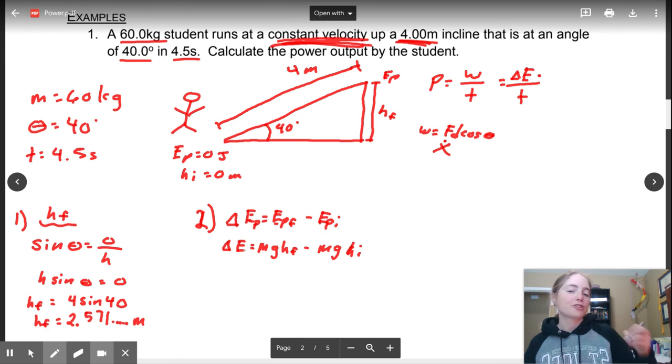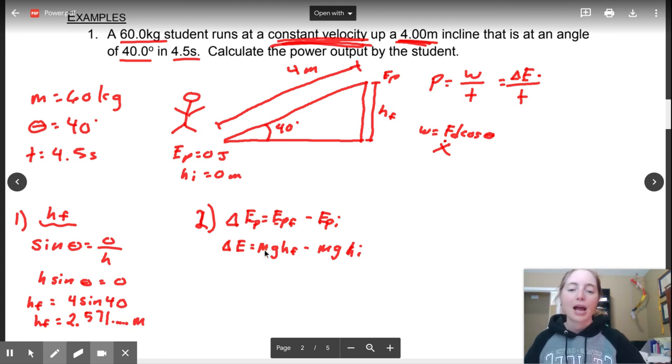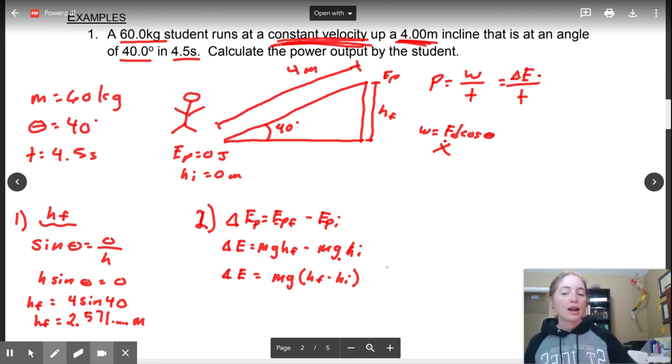Now, this is the same idea that we were using in earlier videos. I'm going to factor out the mg. These are two different terms, and because the mass of the student is the same, and g is the same, because we're not leaping from one planet to another, I can factor those out. So I'm going to factor out mg, and then I will have my h final minus h initial. Once again, if you don't want to do the factoring to show your work, that's okay. You are welcome to find EP final, EP initial, and then subtract them afterwards if you wish.